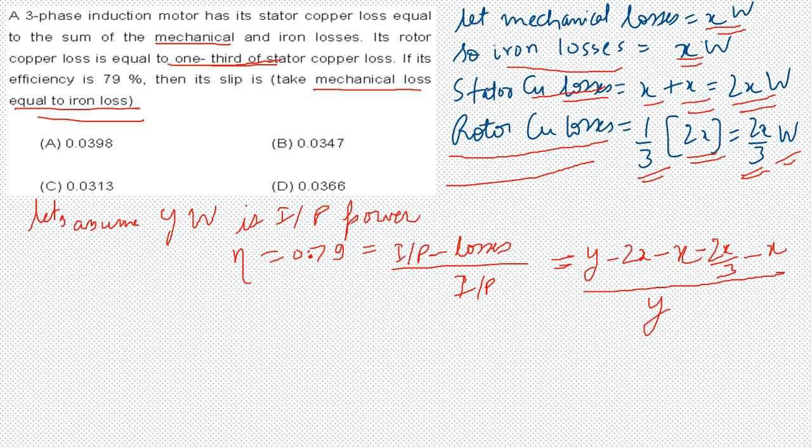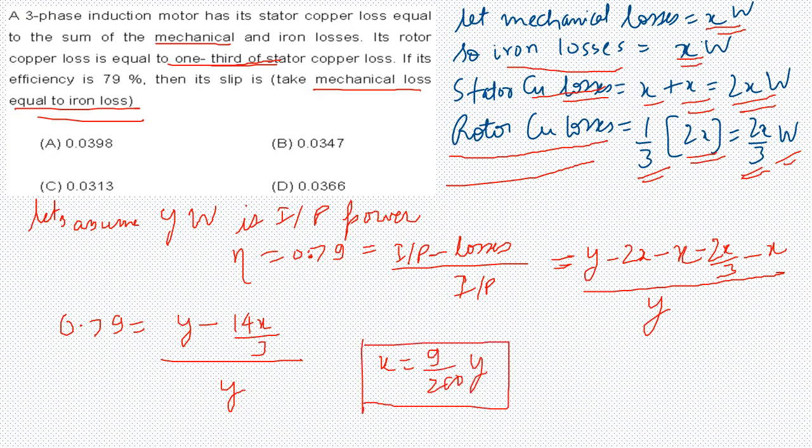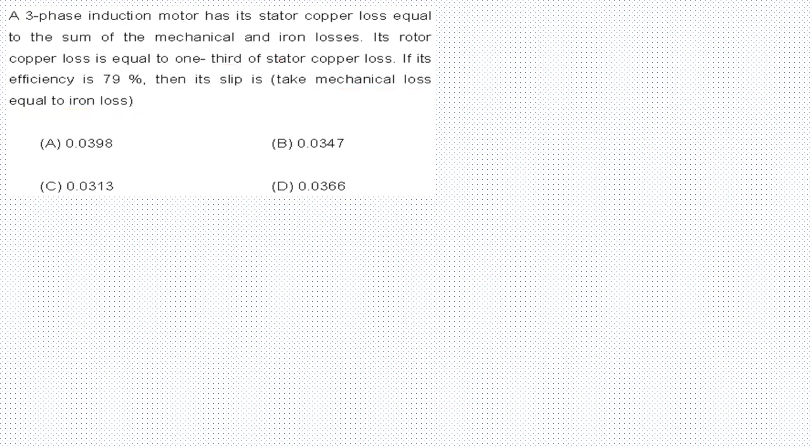Now if you calculate this, what is our equation? It is 0.79 equal to y minus 14x by 3, over y. If you calculate the relation between y and x from here, what we get is x is equal to 9 by 200 of y. So this is our relation between x and y. Let us write it down again: x is equal to 9 by 200 into y.